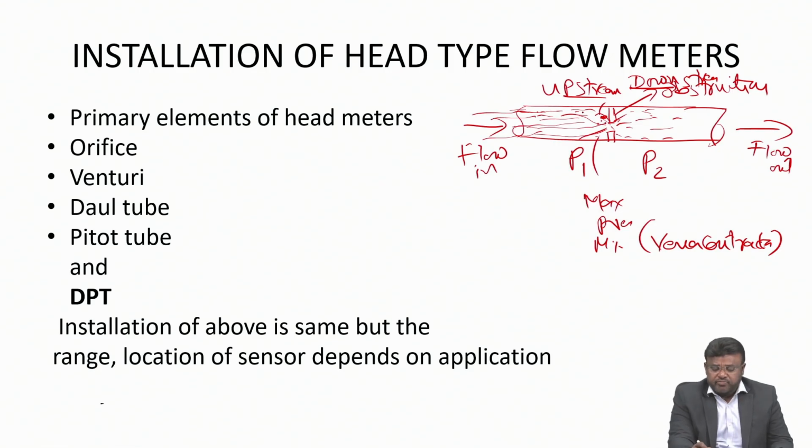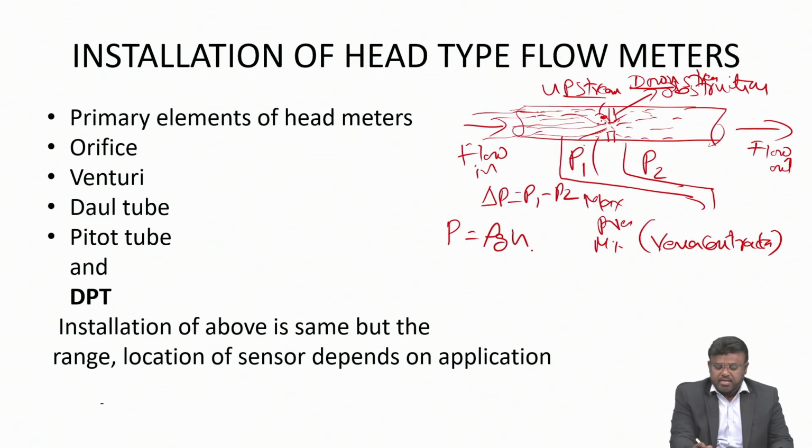So the development of this P1 and P2, which is nothing but a delta P, I can write as P1 minus P2. This P1, P2, we know that P is equal to rho g h. Here h we are developing, the head differential. And by considering rho as the density of water and g as the gravity constant, by using this formula I can calculate P1 at the upstream side and P2 at the downstream side.